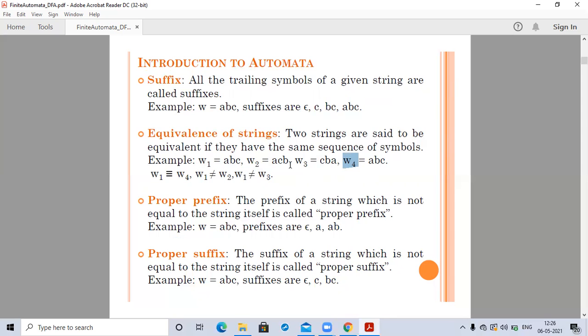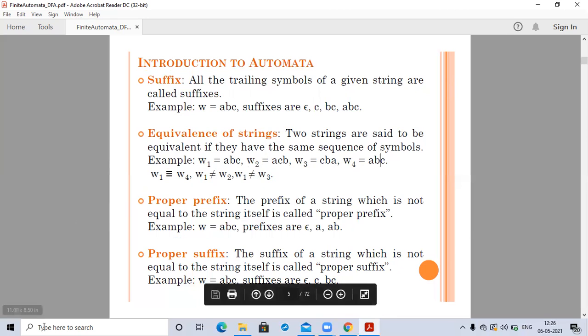But W1 is not equal to W2, and W1 is not equal to W3. Even though in these strings the symbols are the same, the order in which they appear is different. So W1 is not equal to W2, W1 is not equal to W3, but W1 is equivalent to W4. So the strings W1 and W4 are called equivalent strings.